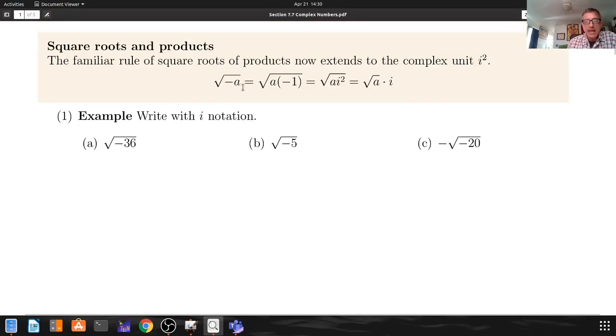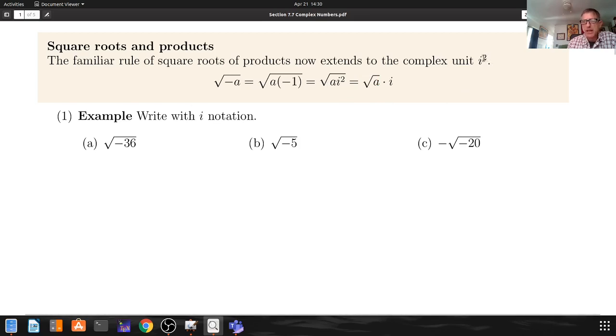So if A is a positive real number, then minus A is negative, and that's equal to A times minus 1. But remember, minus 1 is I squared, so that becomes the square root of A times I squared, which is the square root of A times I. So that's how we're going to write square roots in their products. This is the real part. The square root of A is going to be real, and I is the complex unit.